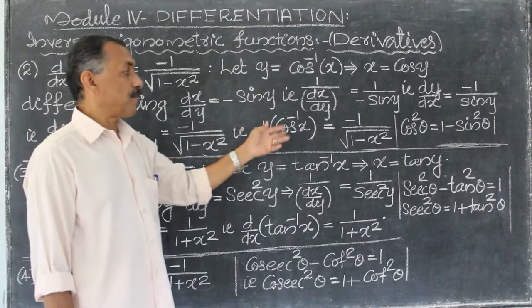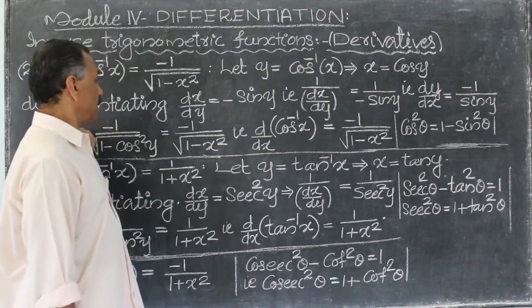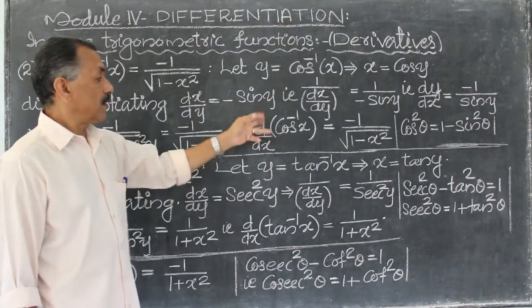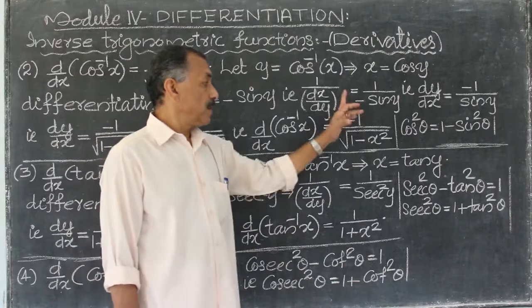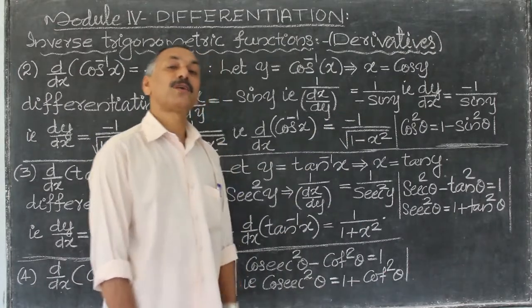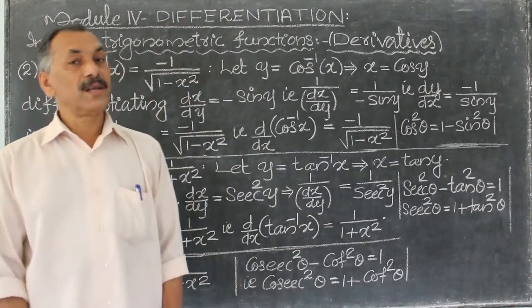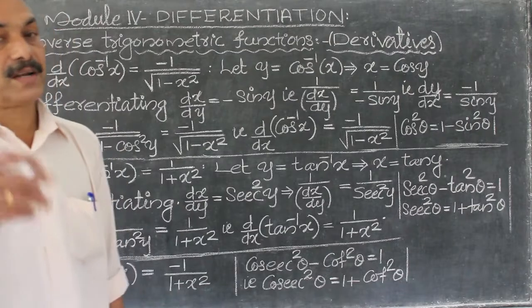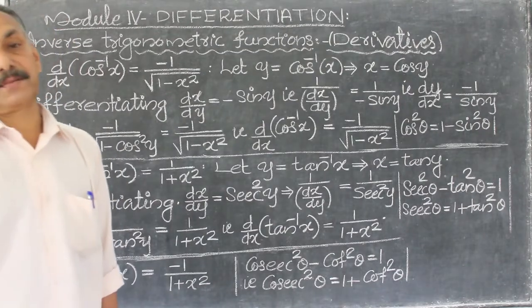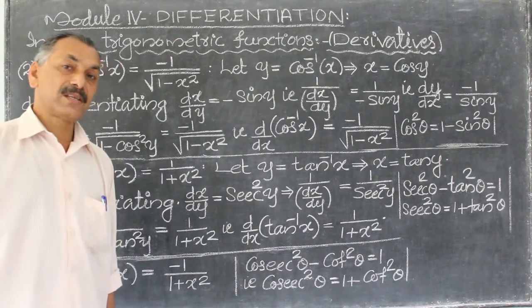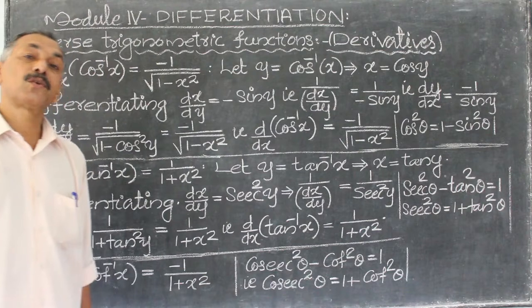That is the derivative of cos inverse x. Y is equal to cos inverse x. The derivative of cos inverse x is equal to minus 1 divided by root of 1 minus x square. The derivative of sin inverse x is equal to 1 divided by root of 1 minus x square. The derivative of cos inverse x is equal to minus 1 divided by root of 1 minus x square.